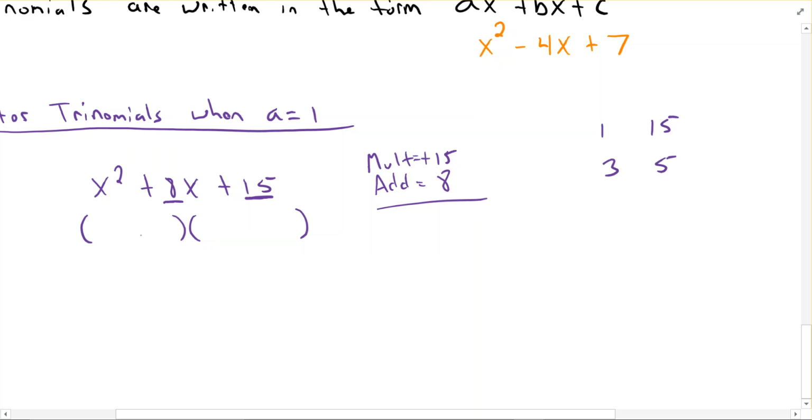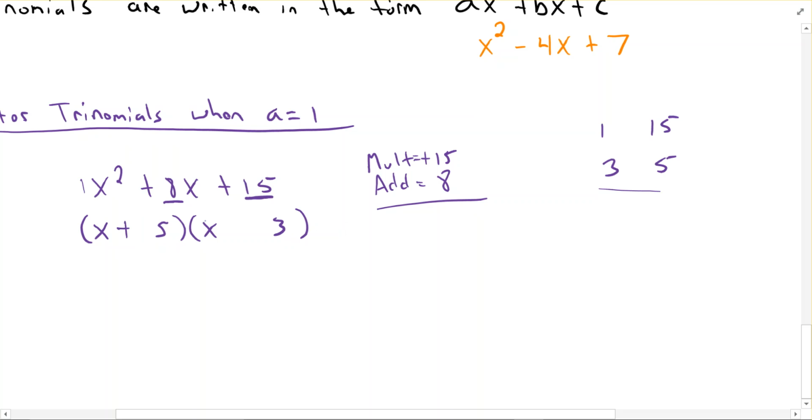So what we're going to do down here is put an x and an x. It's always going to be that when you have just 1 out front for the a value. It's just going to be an x and an x. Then we have to figure out what number goes in there and what number goes in there. Well, that's what we did over here. So it's going to be a 3 and a 5. I could have gone the other way too. It really doesn't matter. It could have been 5 and 3. It doesn't matter at all which one's which. Now, the next thing you have to do is figure out what my signs are going to be.